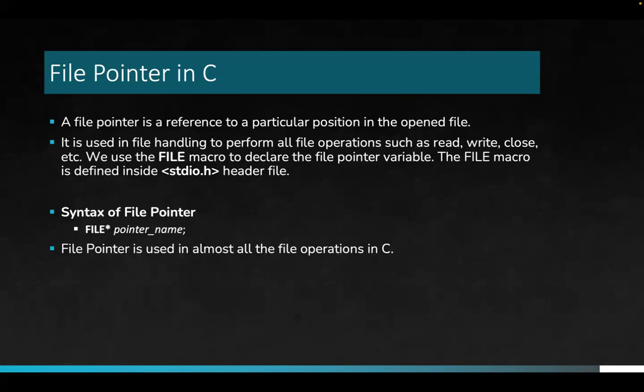Now, what is the syntax to use this file pointer? It is simple: FILE, and then the pointer name. The file pointer is used to perform almost all the file operations in C. If you observe right here, FILE is a keyword.